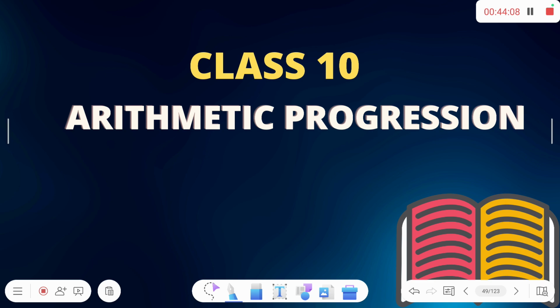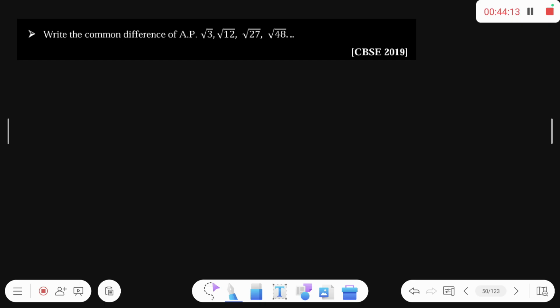Let's move to fifth chapter, arithmetic progressions. So first question, find the common difference of AP. Whenever you find this, solve this. So 12 is 4 threes are, or you can say 2 root 3. 27 is 9 threes are, or you can say 3 root 3. 48 is 16 threes are 4 root 3. So d is 2 root 3 minus root 3, which is equal to root 3. So your common difference is root 3.